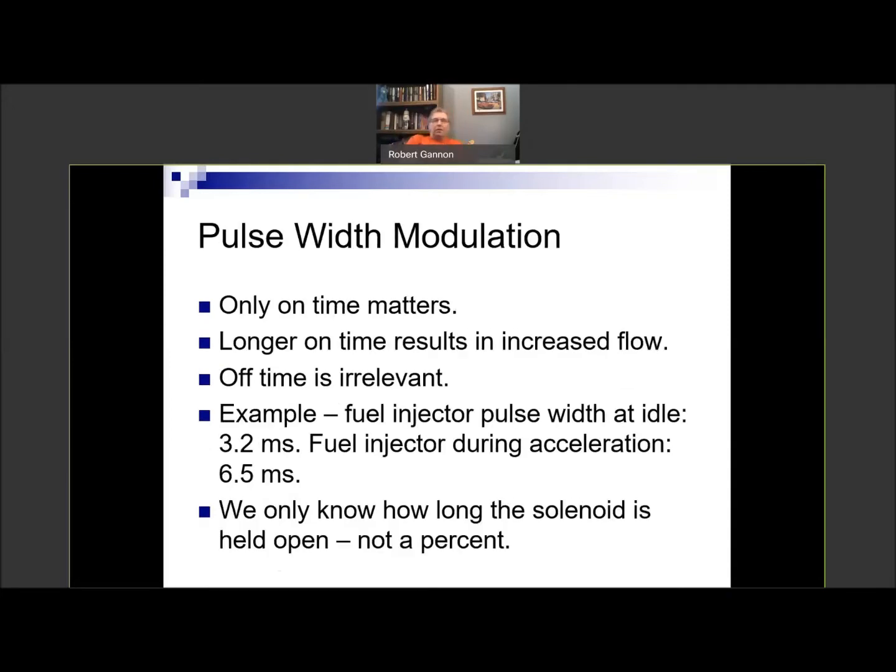Another way to regulate the flow through a solenoid is with pulse width modulation. The off time makes no difference whatsoever. Only the on time makes a difference. So instead of percent, when we're talking about pulse width, we're measuring in milliseconds generally.